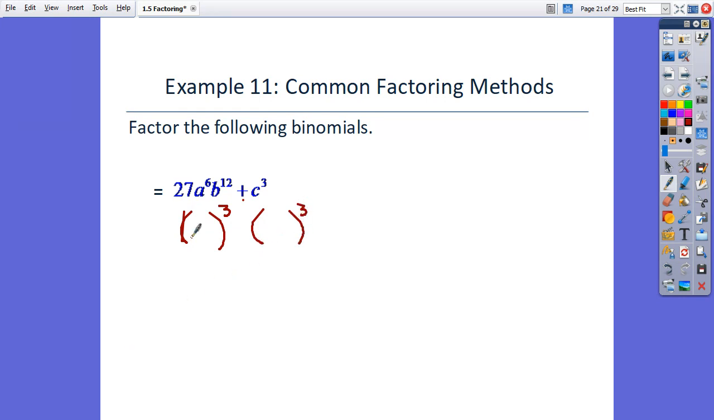So what cube gives me 27 is 3. What cube gives me a to the 6 is a squared. And what cube gives me b to the 12th is b to the 4th. So I definitely know my a. And then c is my b, which is funny. Okay, so we've established that.